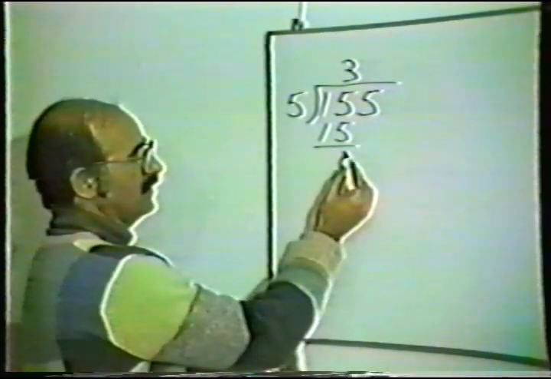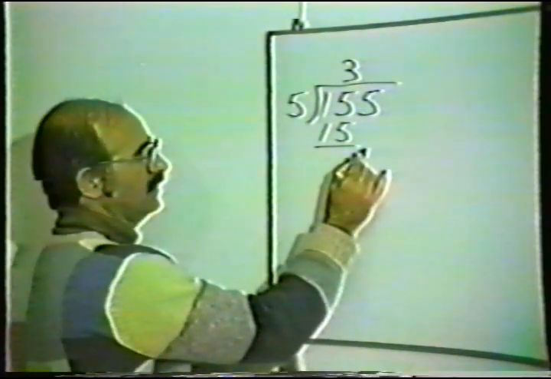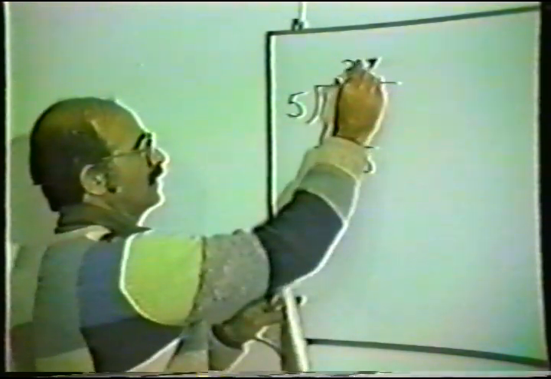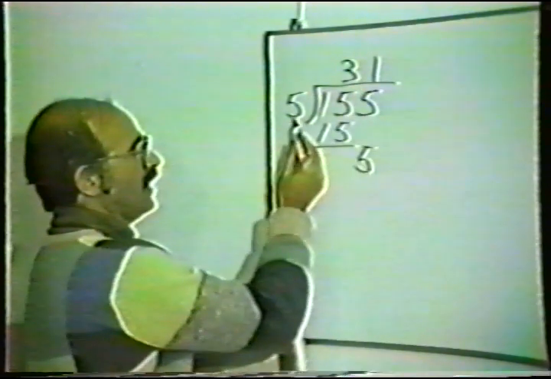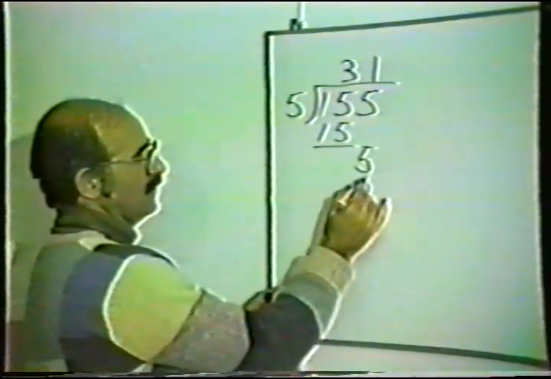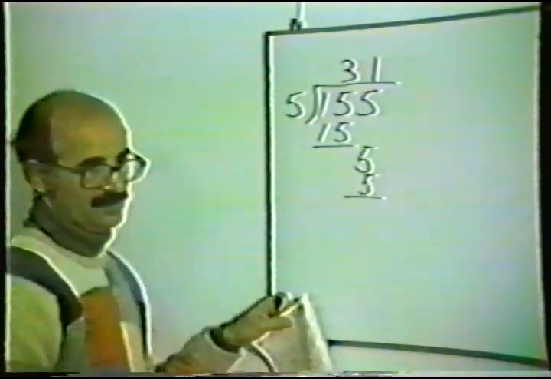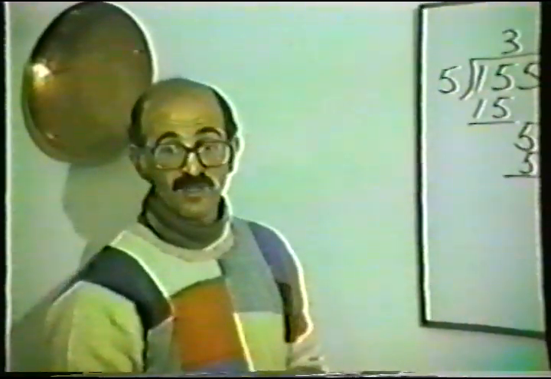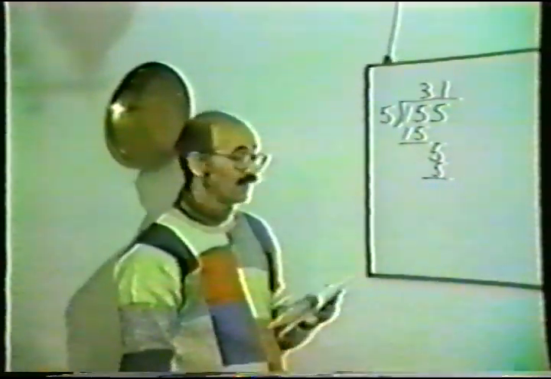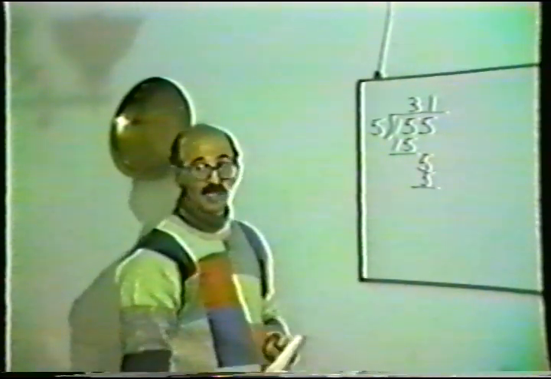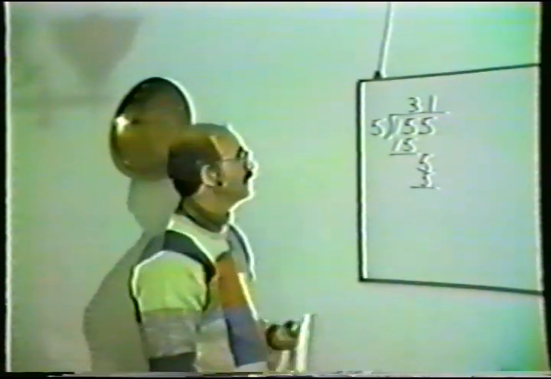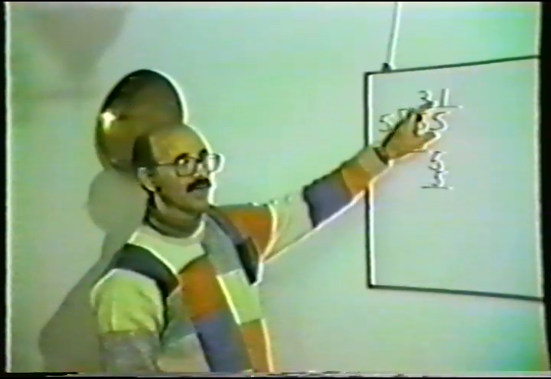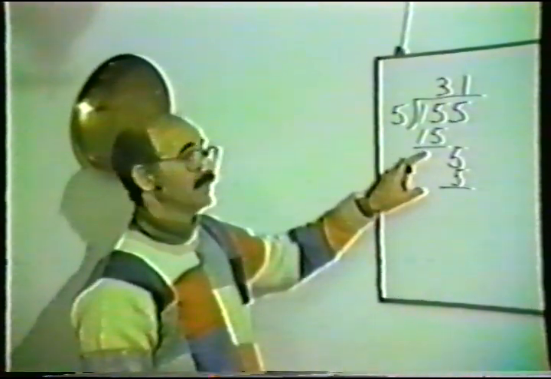Subtract, get? 0. Bring down the? 5. 5 into 5 is? 1. 1 times 5 is? 5. Subtract, get? 0. 5 goes into 155 31 times exactly with no remainder.